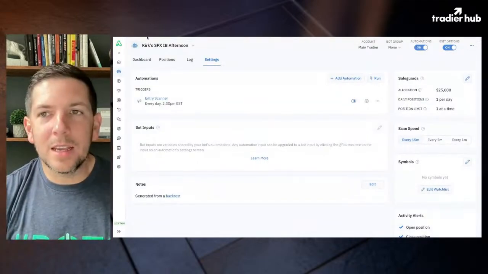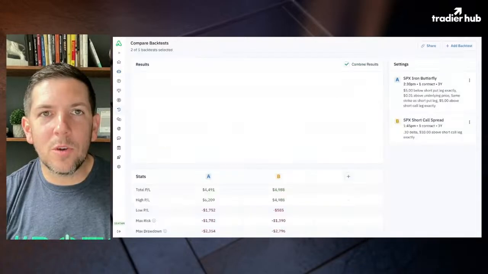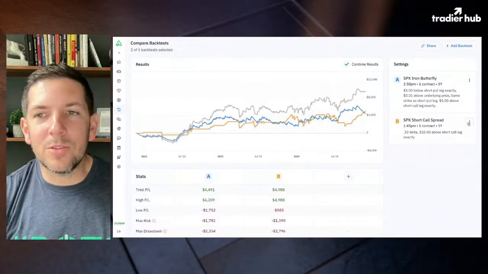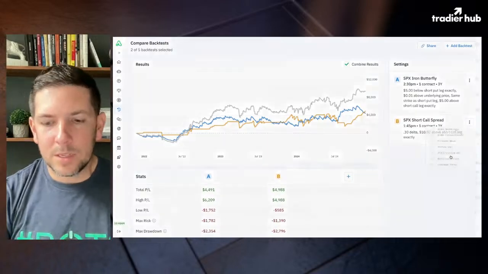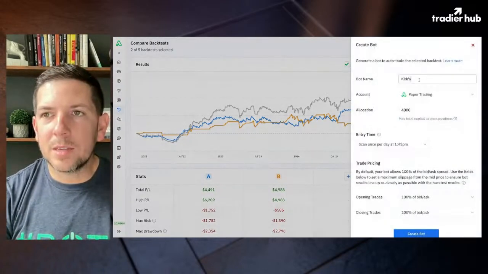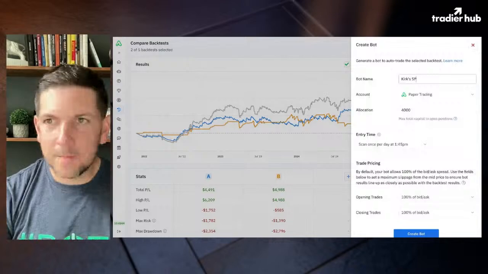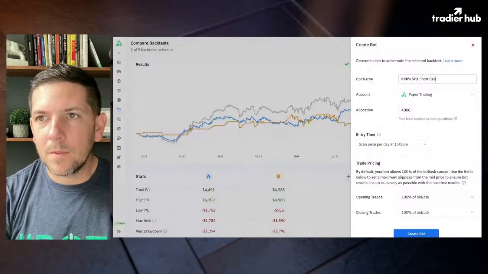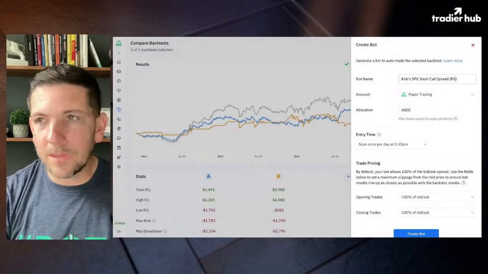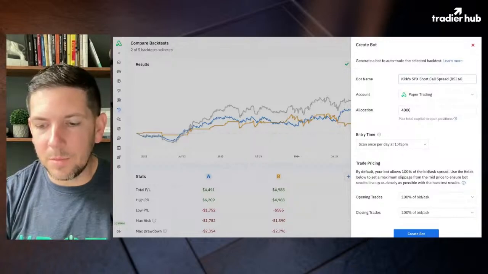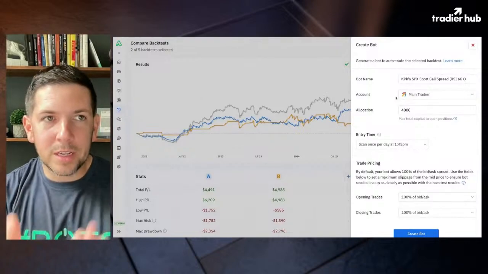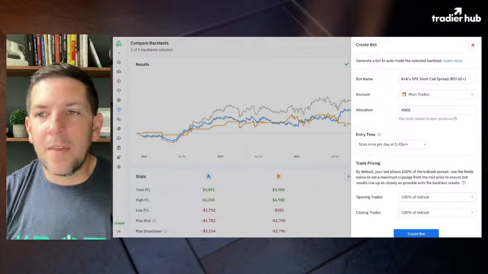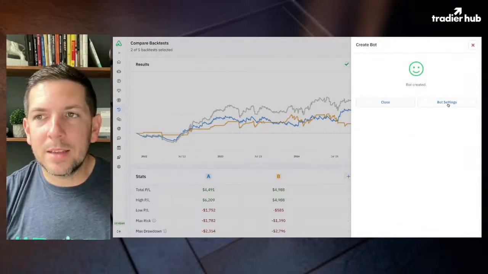So that one's done. So now we go back here to our back tester, and we go down here and we do the same thing for this one. So we go in here and we say create bot. We say Kirk's SPX short call spread, or whatever case it is, right? You can say something even more specific like RSI 60 plus, however you want to name it, doesn't really matter. You go to your main Tradier account so that all the trades are flowing through your Tradier account. And then again, you just go down here and create bot, and it's done.